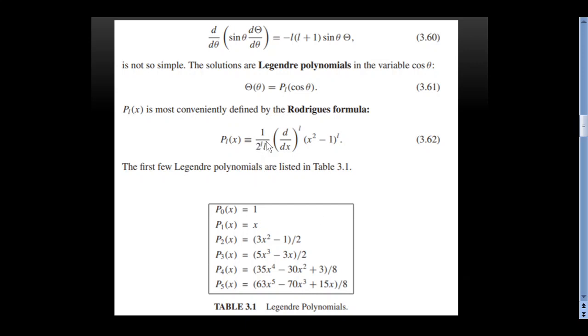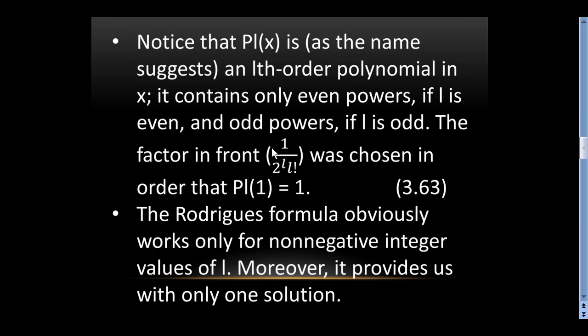Now in this Rodrigues formula, this factor is chosen, 1 upon 2 raised to L into L factorial. Why? Because for all Legendre polynomials, with the variable converted to 1, that means PL of 1 should be equal to 1. So for that reason, this factorial is placed here. Now this Rodrigues formula obviously works only for non-negative integer values of L. Moreover, it provides us with only one solution.